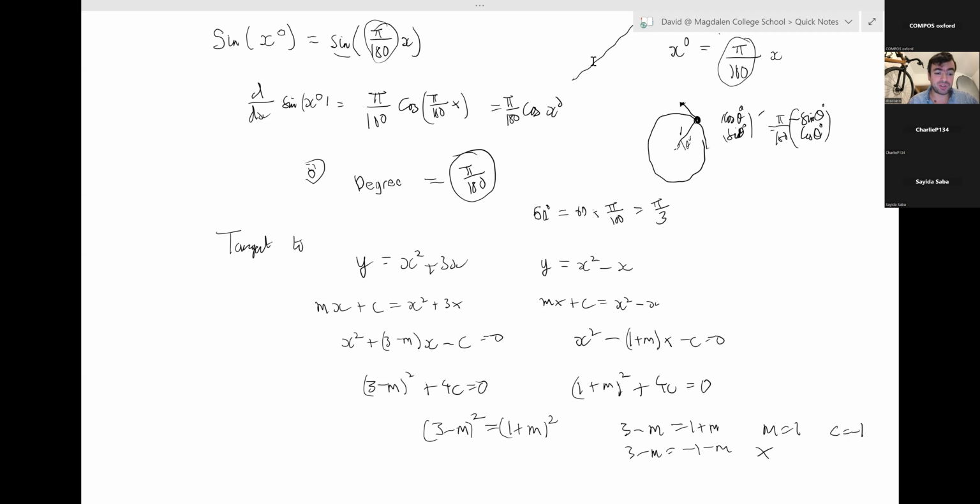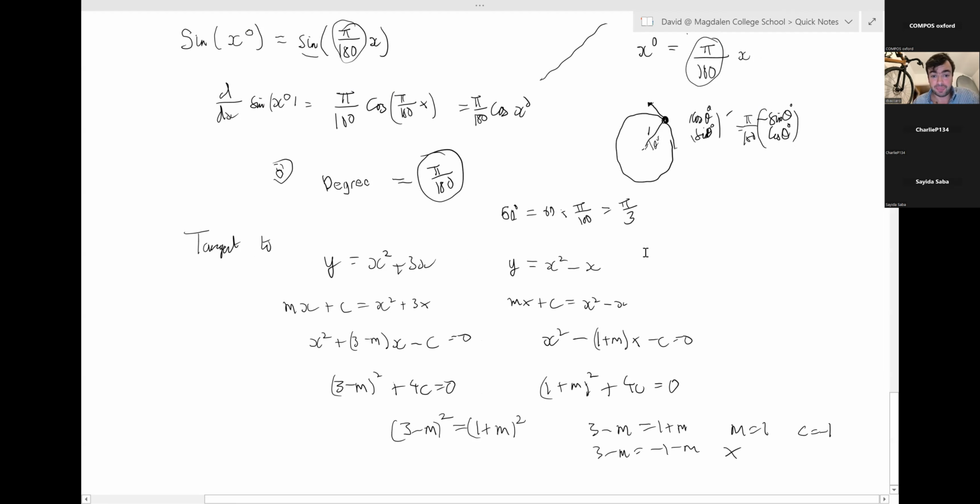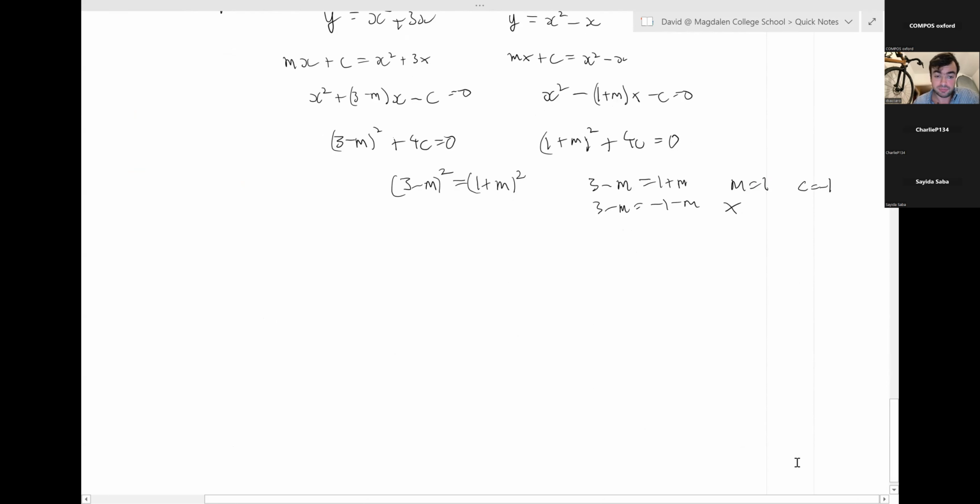Okay, but what's the best method to do it with calculus? I mean, to be honest, the best method to do it with calculus is just the following. If you take a general quadratic, y equals x squared plus bx plus c, and then consider the tangent at a.